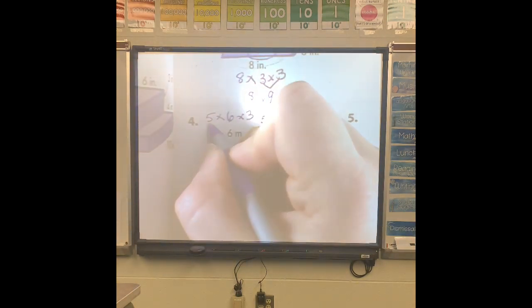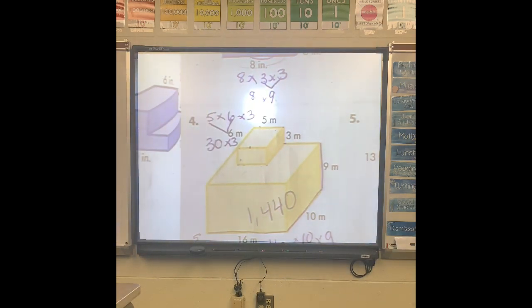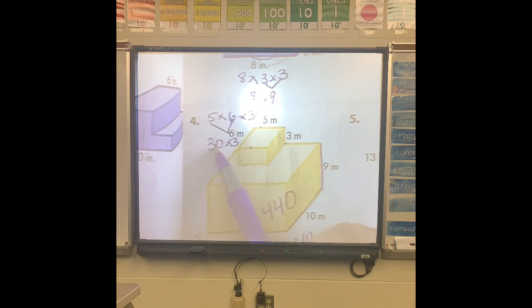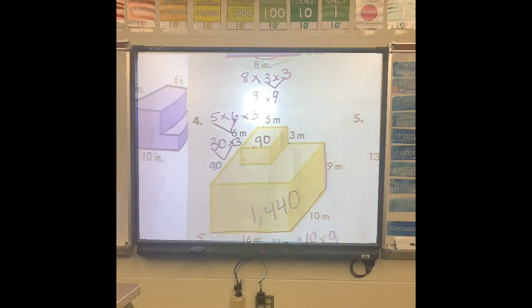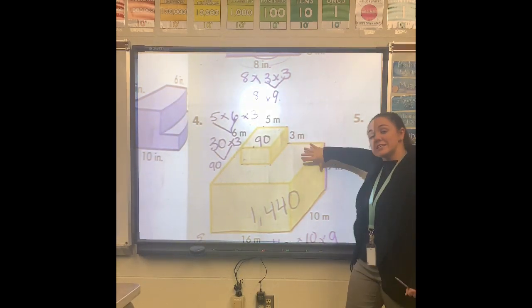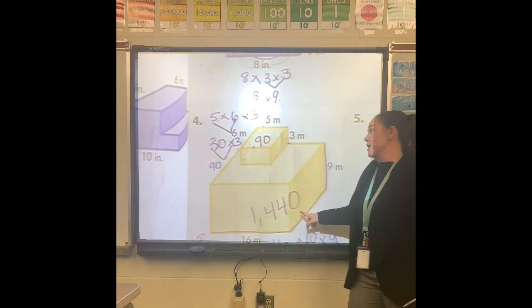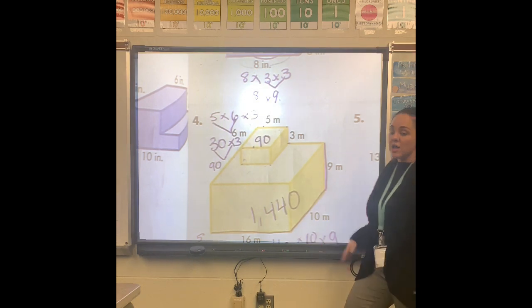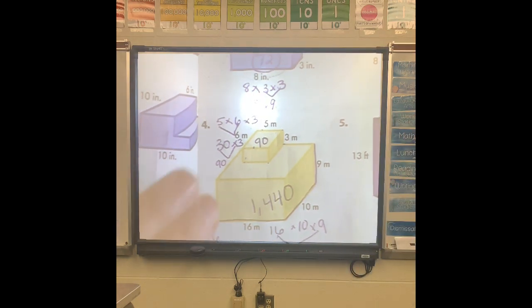So 5 times 6 is 30, and bring down your times 3. 3 times 3 is 9, and then add a 0. So those are my two numbers. As you can see, this bottom box is much larger. It's 1,440. And this box is a lot smaller, but it doesn't matter. I still need to add them.